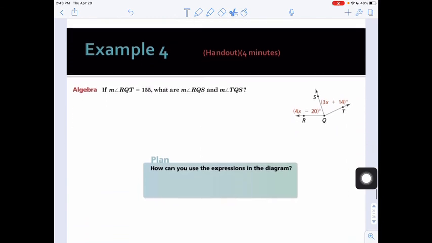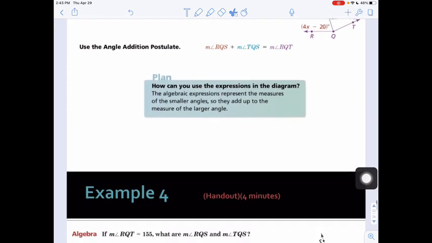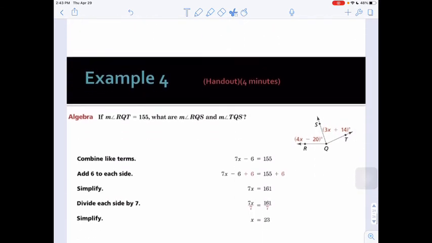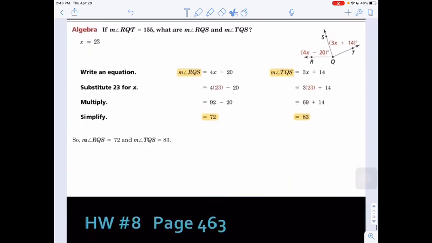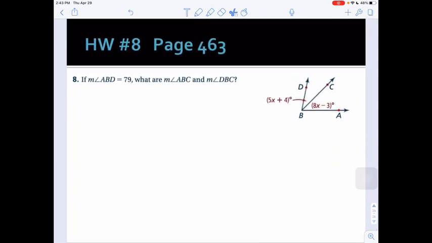The work for this problem is written out on the next few slides. And now I would like you to try number 8 on page 463. If the measure of angle ABD equals 79, what are the measure of angle ABC and the measure of angle DBC?